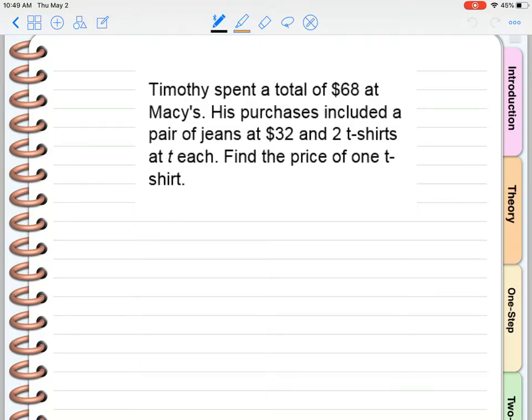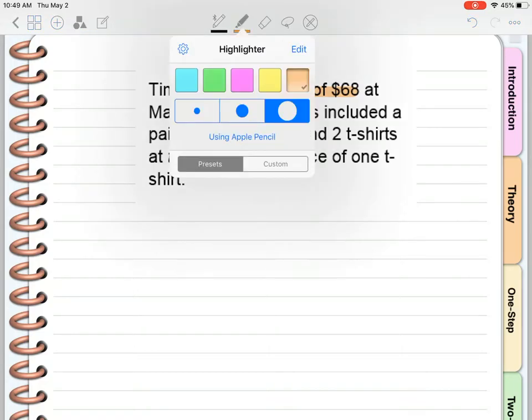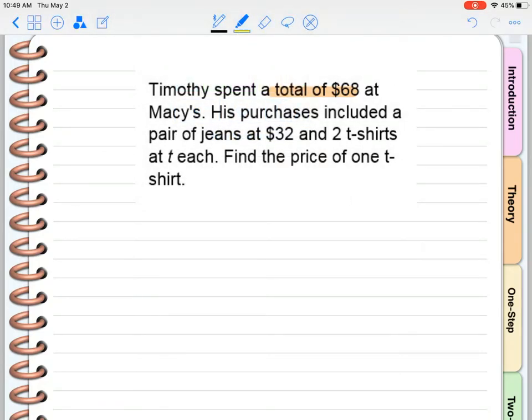Timothy spent a total of $68 at Macy's. Total of $68. His purchases included a pair of jeans at $32 and 2 t-shirts at $T each. And they want us to find the price of one t-shirt.